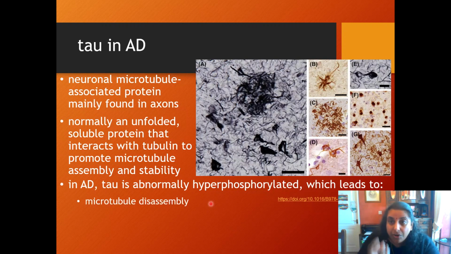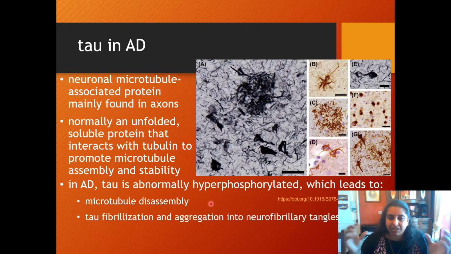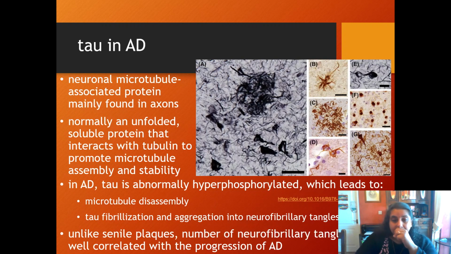So, normally tau keeps them ordered and properly assembled. And when it's hyperphosphorylated, it can't do that anymore. The tau fibrillizes and aggregates into these neurofibrillary tangles. This is a really important point. So, how I was saying with the senile plaques, with the A beta plaques, the number of them doesn't actually correspond with progression or how bad the disease is. But for NFTs, neurofibrillary tangles, that's actually well correlated with the progression and the effect of AD.